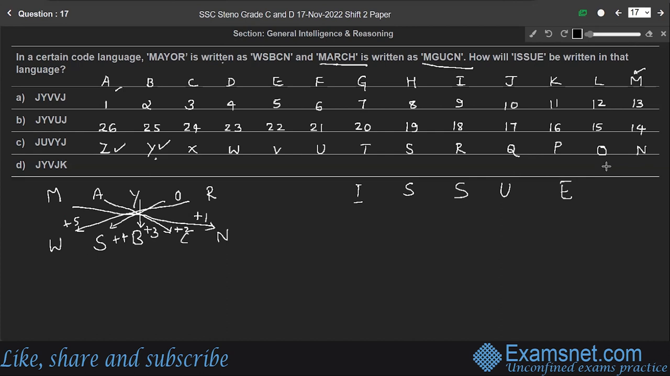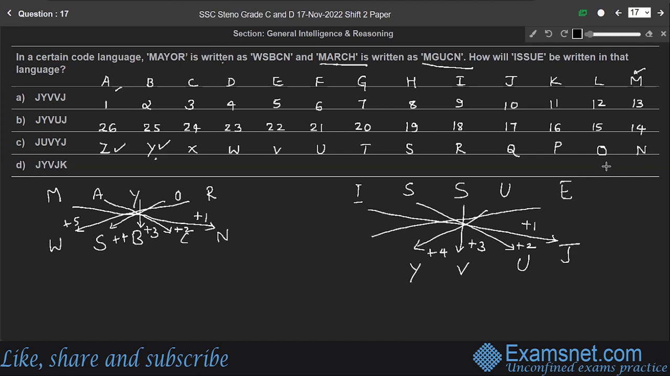ISSUE. So I, the first letter, is coded as plus 1. I is 9, plus 1 is 10, which is J. So it should be written at last. The second letter is S plus 2. S is 19 plus 2 is 21, which is U. And the third letter, S plus 3: 19 plus 3 is 22, which is V. And the fourth letter, U plus 4: U is 21 plus 4 is 25, which is Y. And E plus 5: E is 5 plus 5 is 10, which is J.